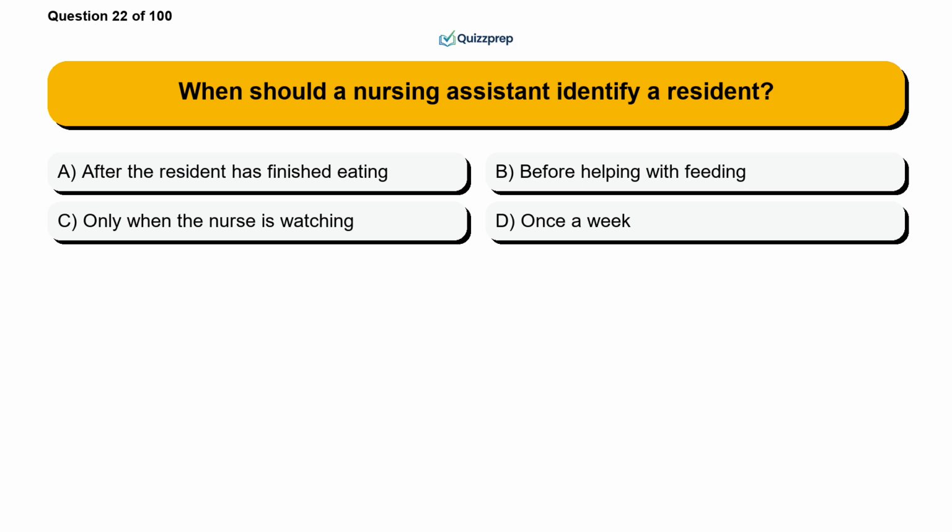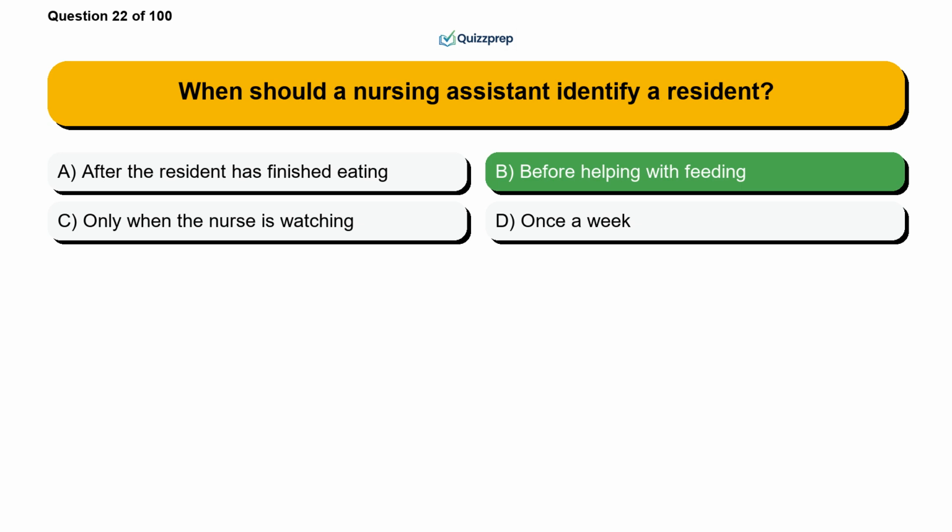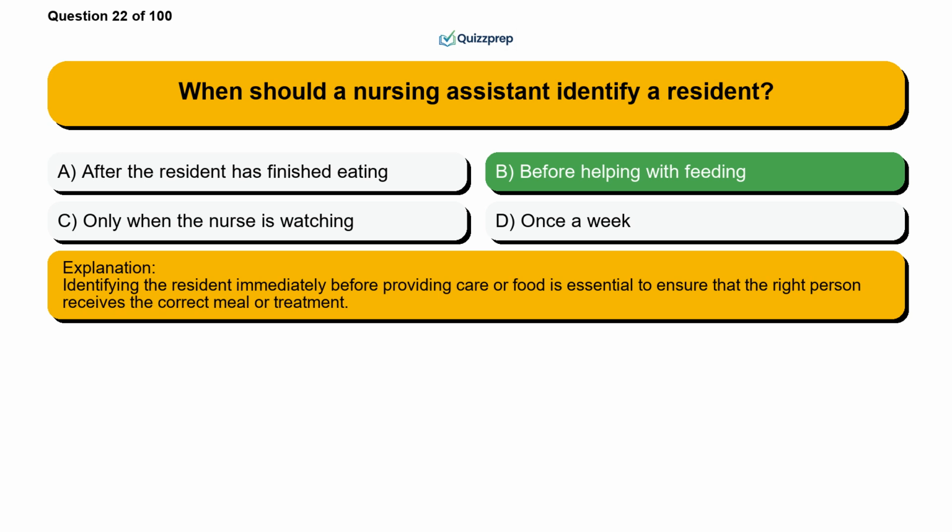Question 22. When should a nursing assistant identify a resident? Option A, after the resident has finished eating. Option B, before helping with feeding. Option C, only when the nurse is watching. Option D, once a week. The correct answer is option B, before helping with feeding. Identifying the resident immediately before providing care or food is essential to ensure that the right person receives the correct meal or treatment.